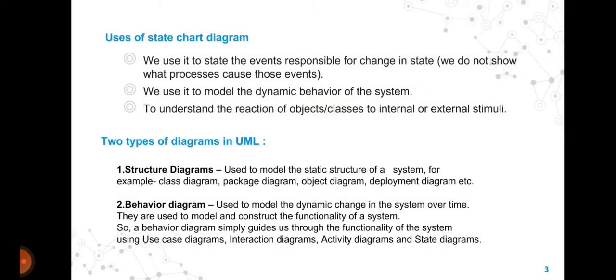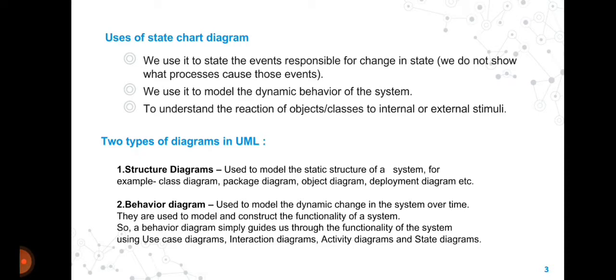Now we can see uses of state chart diagram. We use it to state the events responsible for the change in state. We do not show what process caused those events. We use it to model the dynamic behavior of the system, to understand the reaction of objects or class to internal or external stimuli. There are two types of diagrams in UML.